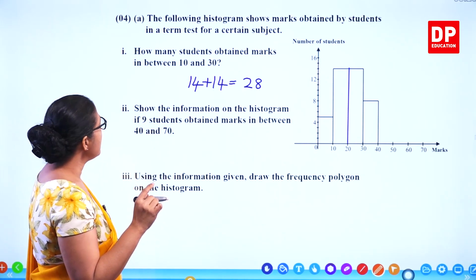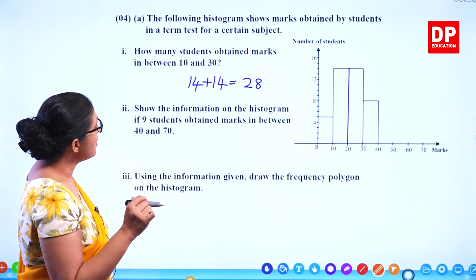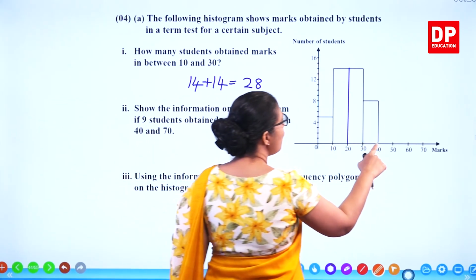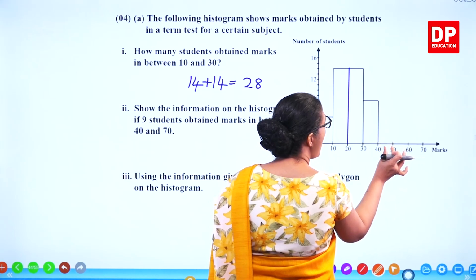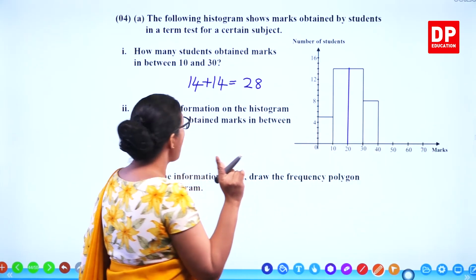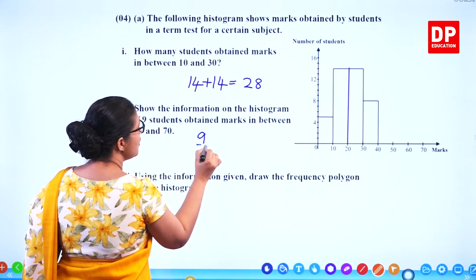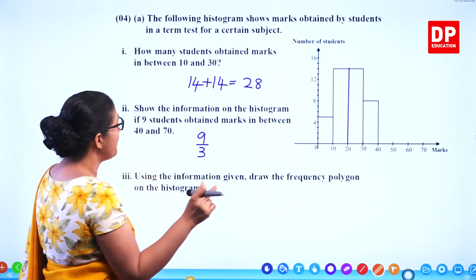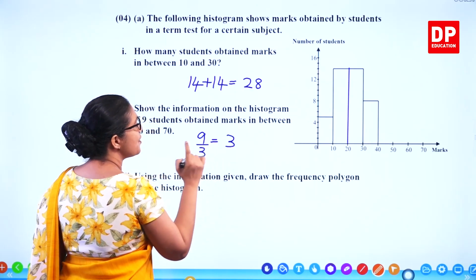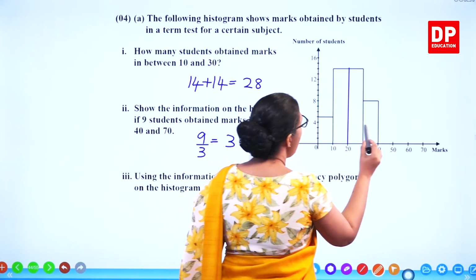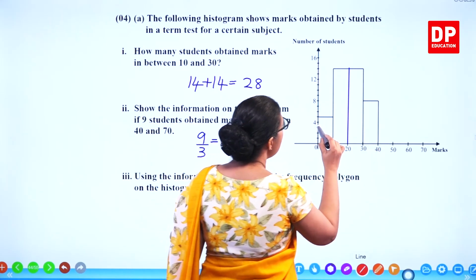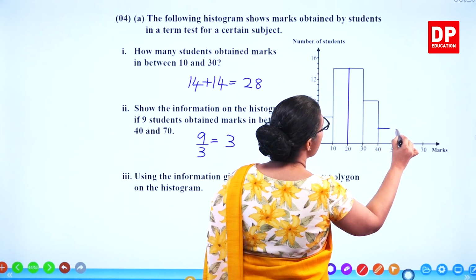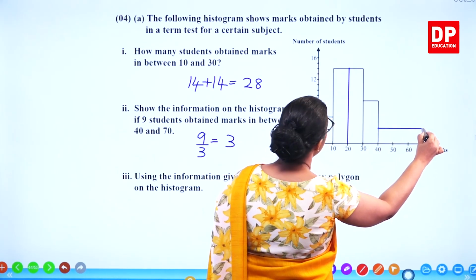Show the information on the histogram if 9 students obtain marks in between 40 and 70. 40 and 70, how many bars are there? 1, 2, 3. So that means you have to divide 9 by 3. You can't just draw 9 there because equal width should be there. 9 divided by 3, that's 3. So you can draw a line along 9 here, 3 here, that's somewhere here up to 70.